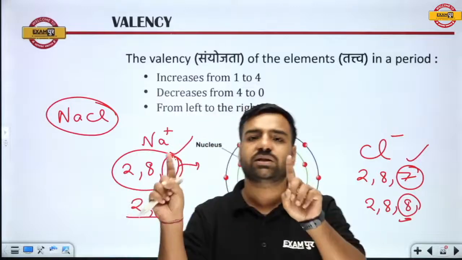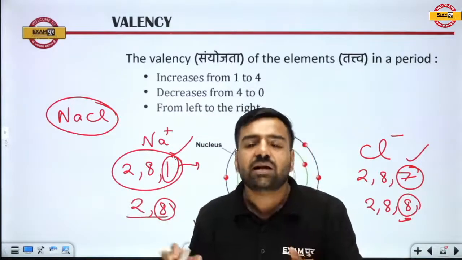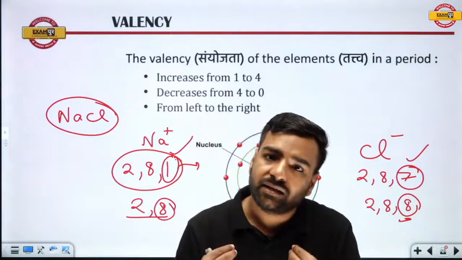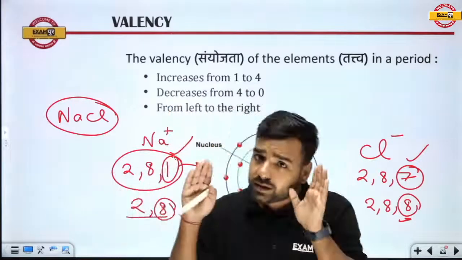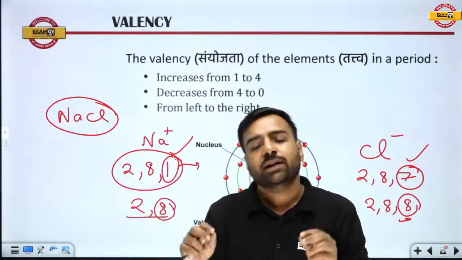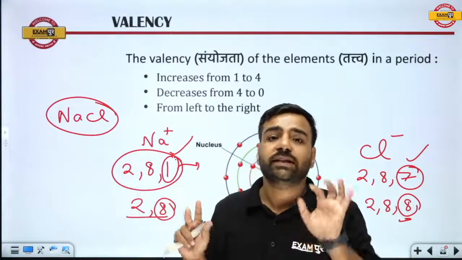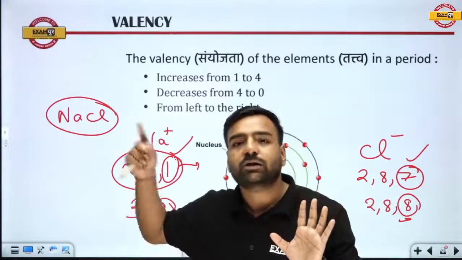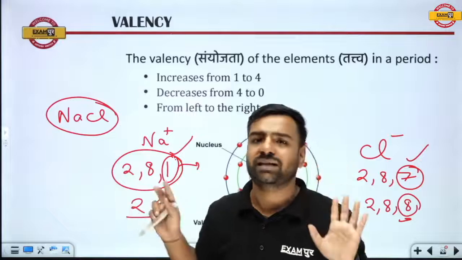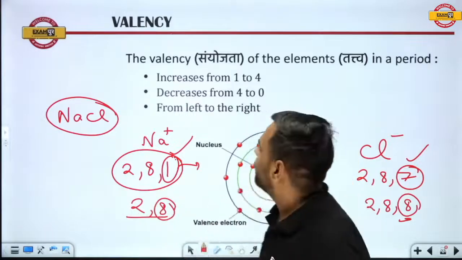There's a difference between valence electrons and valency. Valency is how many electrons I can take in order to complete my outermost shell, either I can take or can give. This will give me valency. But how many electrons are there in the outermost shell? That will be valence electrons. Simple. Let's have a look.